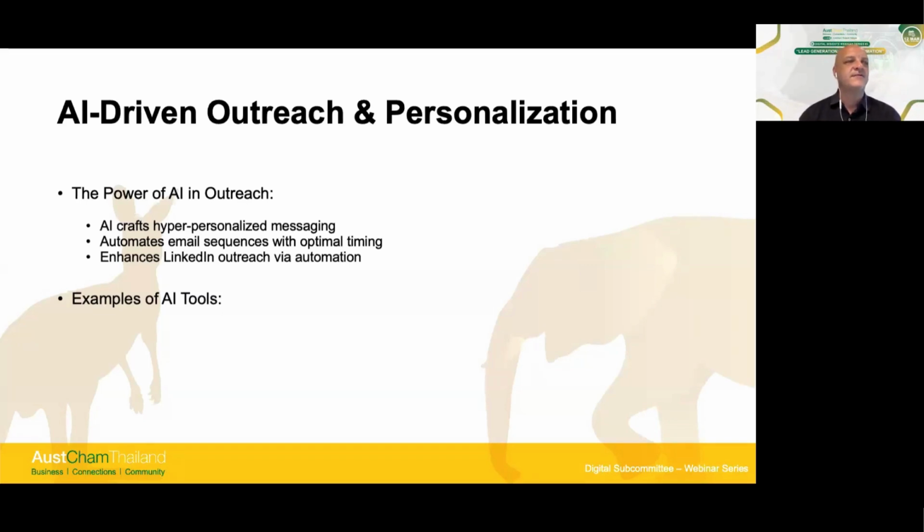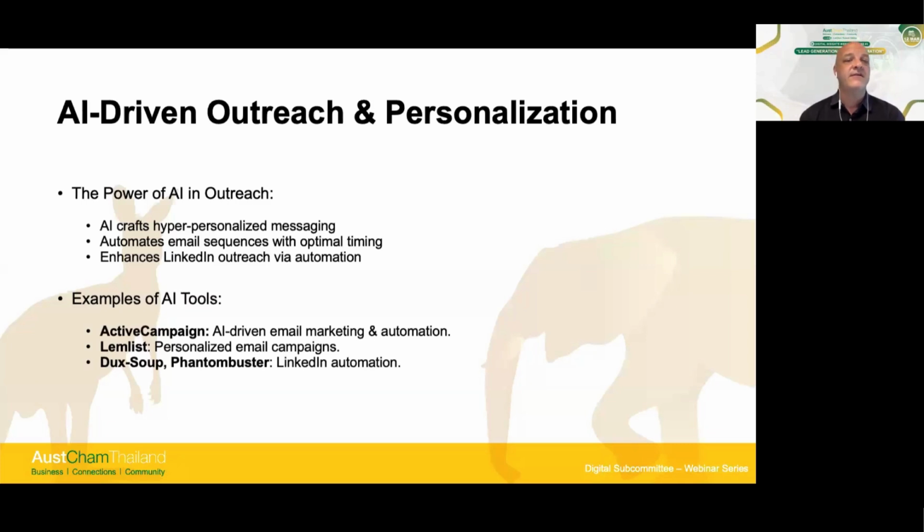But as an example of some AI tools we could use, again, ActiveCampaign, brilliant. AI-driven email marketing and automation. Lemlist, that helps with personalized email campaigns. And then you've got things like Dux-Soup and Phantombuster, which can help with your LinkedIn automation. So as an example, let's have a look at a very quick AI-driven email campaign using ActiveCampaign before and after.